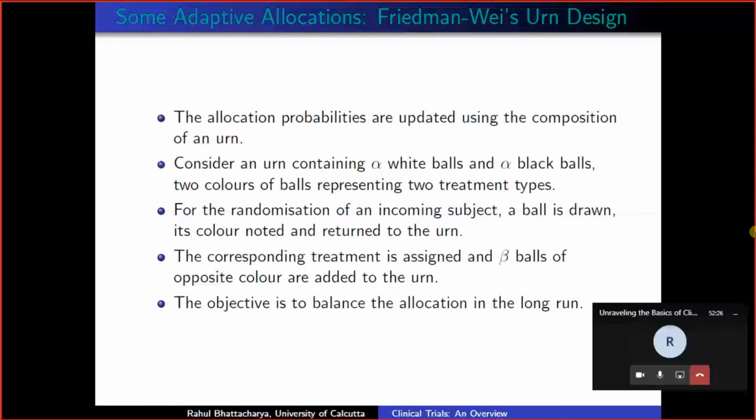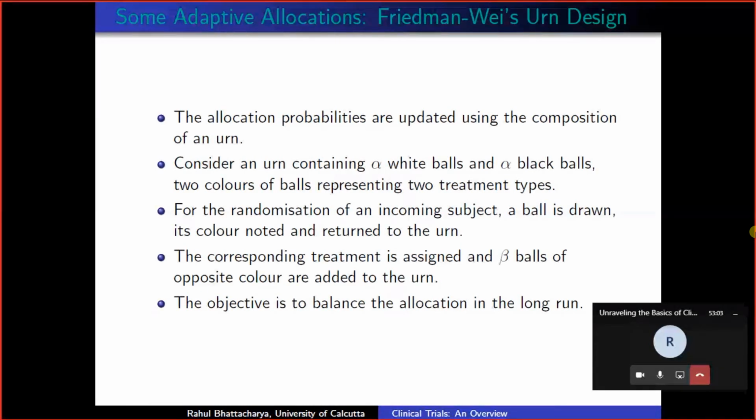Now, what happens after this? That's the most interesting part. The corresponding treatment is assigned, as I have already told you, and beta balls of opposite color are added to the urn. Actually, the objective of this Friedman-Wei's urn design is to strike a balance between the treatment assignments, that is, in the long run to get an equal number of patients in different treatment arms. This is the basic objective for Friedman-Wei's urn design, and looking at that, these ball replacement possibilities are framed.